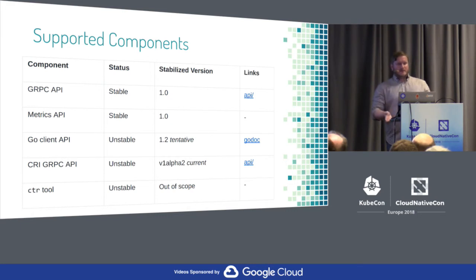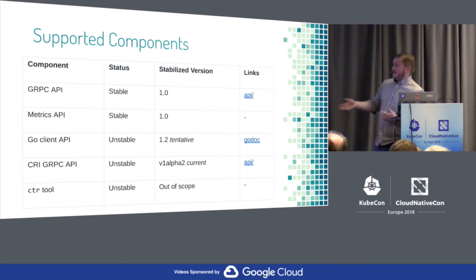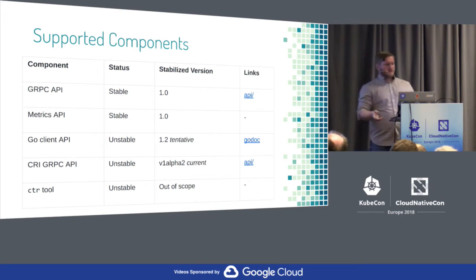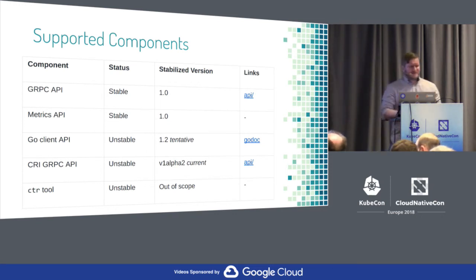So the client API is unstable, although it's relatively stable, so don't be afraid to use it. The CRI gRPC API is considered unstable because it's still in alpha, and I'm not sure when that comes out of alpha yet. And then the command line tool, the CTR tool, is also considered unstable. And right now it's out of scope. I know people have more interest in that, so if you do, let us know. But don't deeply integrate scripts.